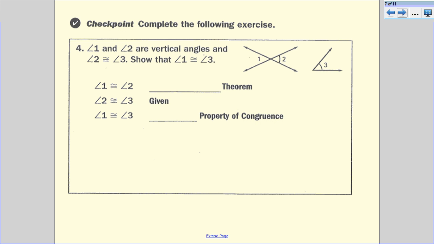All right, here's our checkpoint. Angle 1 and angle 2 are vertical angles. We can see that they are making that V from there. And that we know angle 2 is congruent to angle 3. They marked those angles as being congruent. What we need to show is angle 1 is congruent to angle 3. This will be your warm-up in class. But if you can, start looking through what we know for things in there.